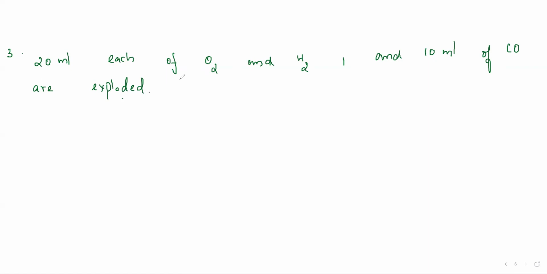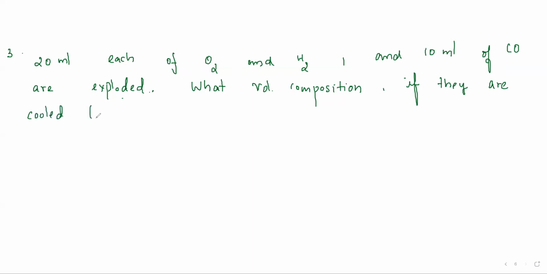Okay, what will be the volume composition of the mixture of gases? So, you should calculate the volume composition if they, meaning the reactants and the products, if they, the products basically, are cooled to room temperature. Each sum that we are doing today is different. Now, this "cooled to room temperature" has a meaning.